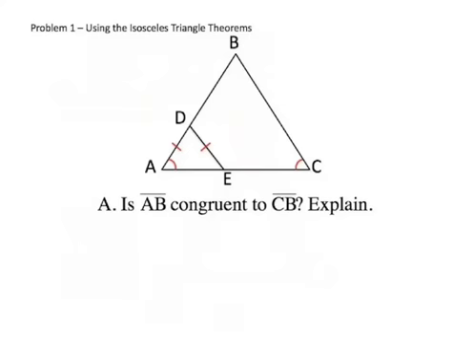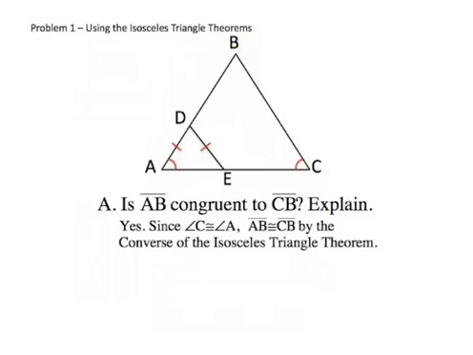So for problem 1, we have two questions that involve using the isosceles triangle theorems. Question A says, is segment AB, which is right here, congruent to segment CB? And then it wants us to explain. Well, since angle C is congruent to angle A, then segment AB must be congruent to segment CB by the converse of the isosceles triangle theorem. So the answer to question A is yes, segment AB is congruent to segment CB.